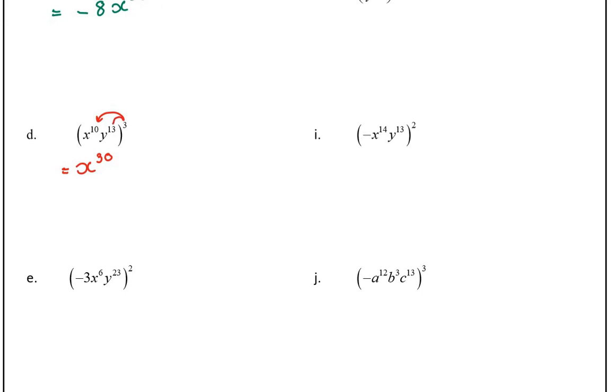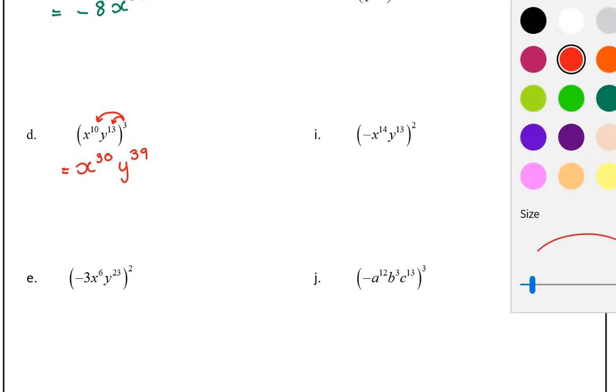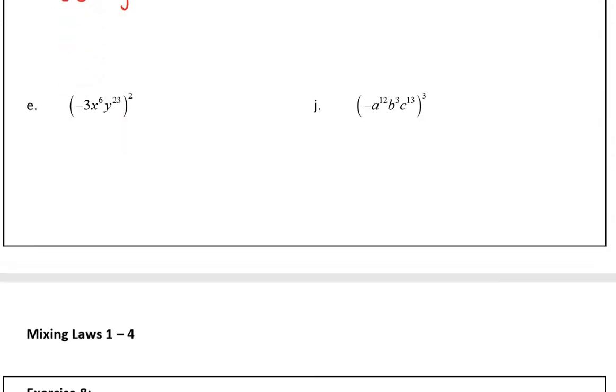When I raise a power to another power, I multiply, y to the power of 39. So that one is quite nice and easy. Okay, another toughie because of the distribution. I'm distributing the square to negative 3. So negative times negative is a positive. 3 squared is 9. When I raise a power to another power, I multiply, so 6 times 2 is 12.